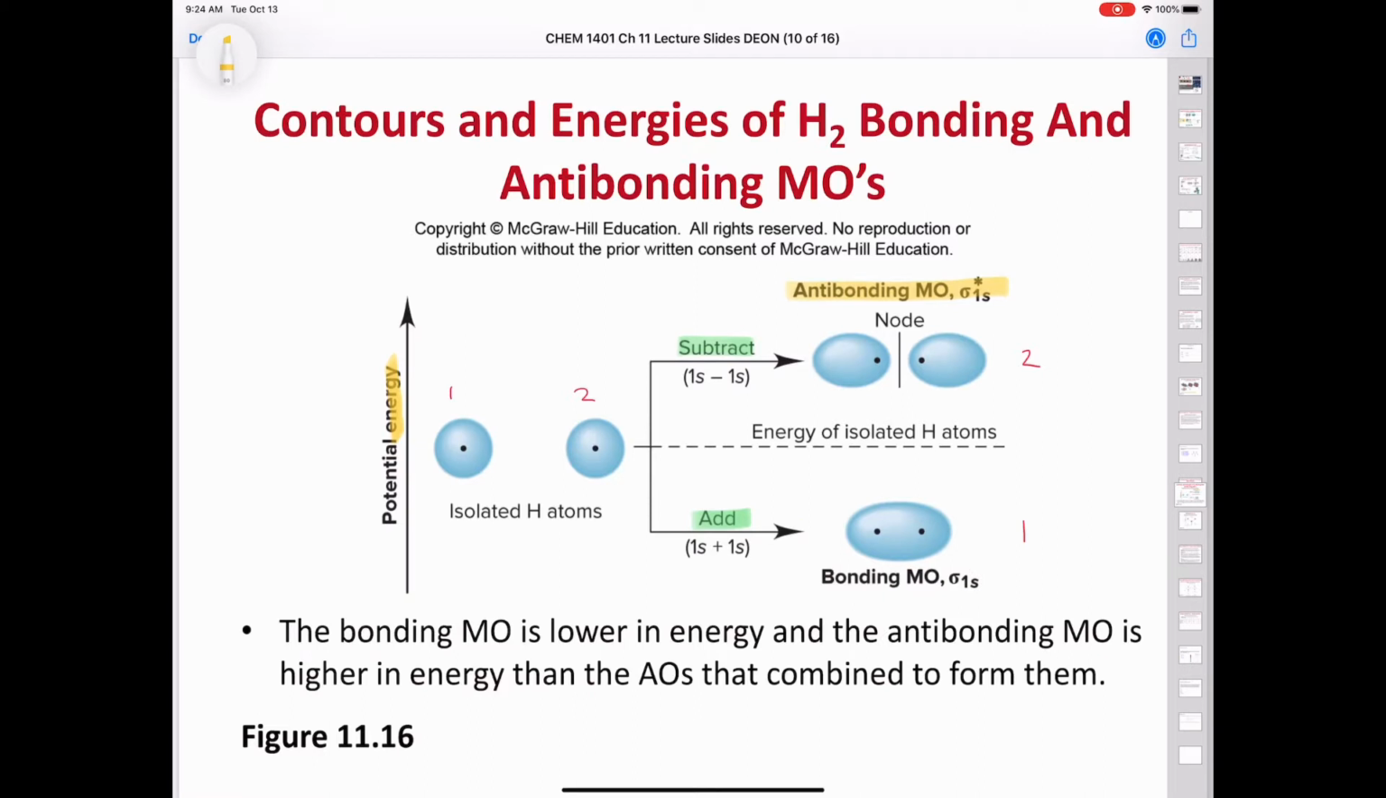An antibonding molecular orbital is higher in energy than the atomic orbitals that form it. With most of the electron density outside the internuclear region and a node between the nuclei, nuclear repulsions increase.